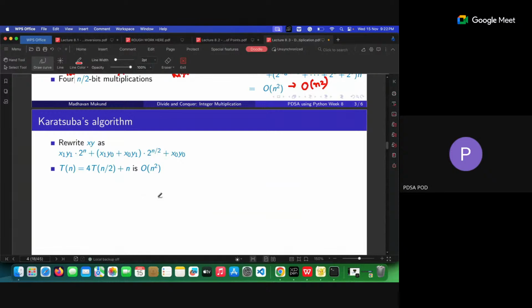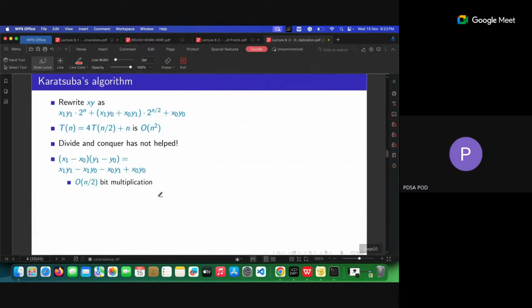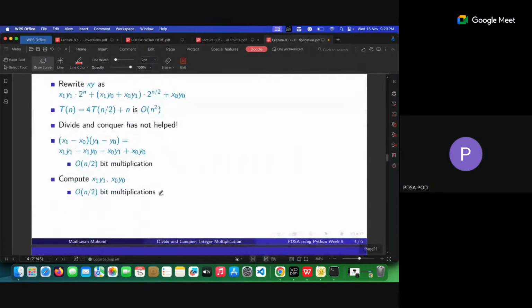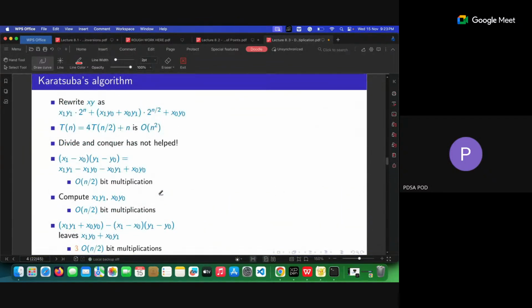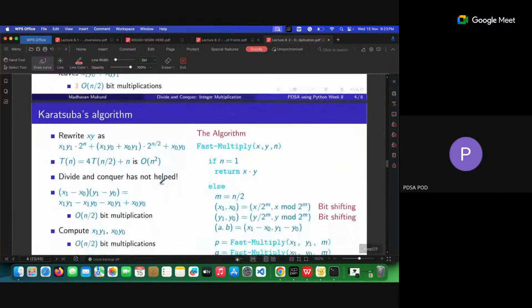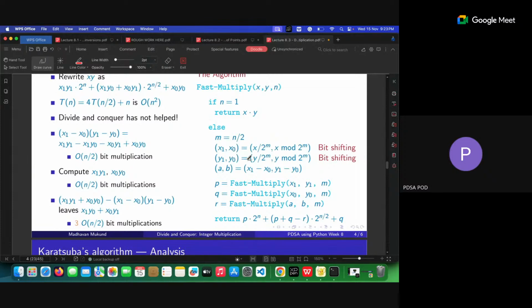So the approach is not improving; the divide and conquer policy gives a similar kind of complexity. So this was rewritten by Karatsuba, the mathematician who introduced another algorithm, with a complete expansion format. See, look here. What he is doing is, divide and conquer alone has not helped.